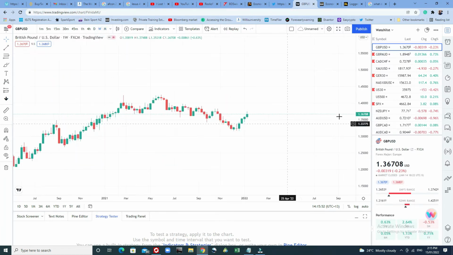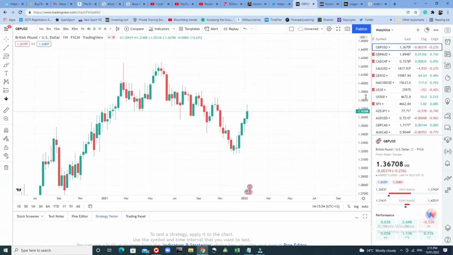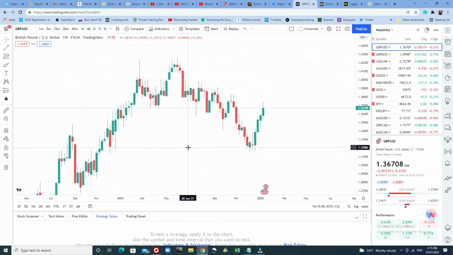weekly time frame. Now in the weekly time frame, on a technical analysis, we want to start drawing trend lines. Trend lines, according to the definition, you see a straight line that connects two or more price points and then extends into the future to act as a support and resistance.